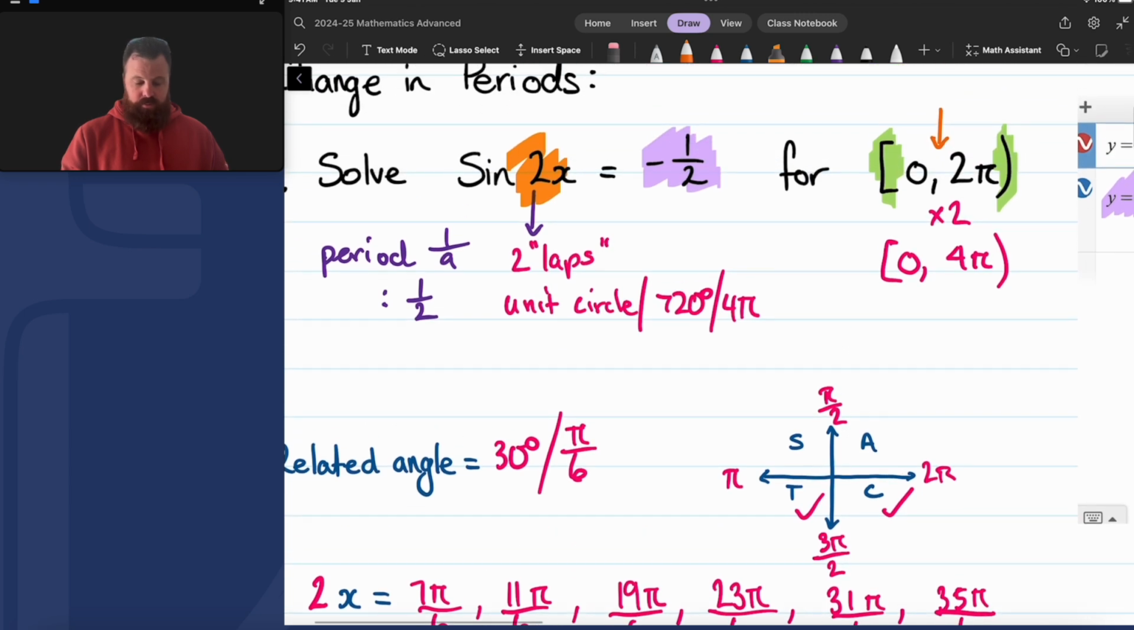Sine of 2x, right? That changes my 2x. That would be like the sine curve happening over 4 pi. What do I know about sine over 4 pi? What do I know about sine over 2 laps of the unit circle, over 720 degrees? Where are all my solutions like normal? And then at the end going, okay, it was 2x. Now I'm going to compress you by half. I'm going to apply that horizontal dilation towards the y-axis.